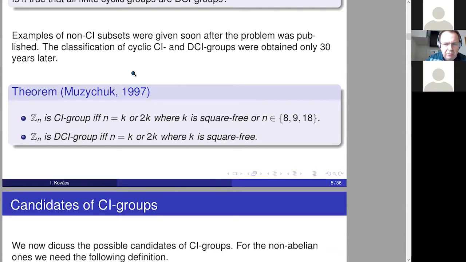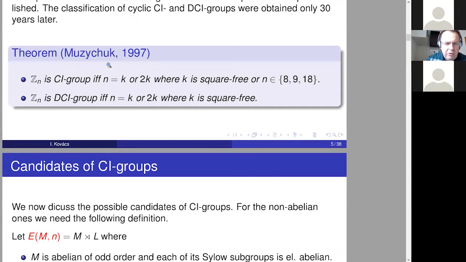He wrote more papers, and I put the year of the last paper. And he proved that a cyclic group is a CI group if and only if the order is k or 2k, where k is a square-free number, or one of these three numbers. And it's a DCI group if and only if n is a square-free or 2 times square-free number.